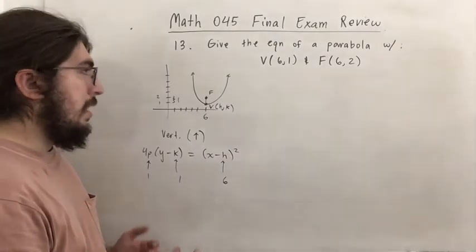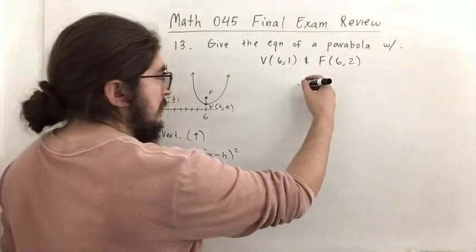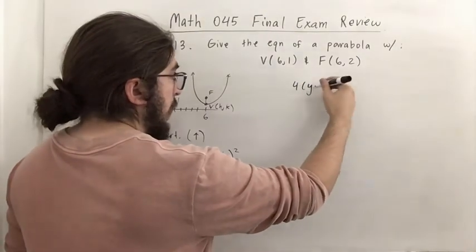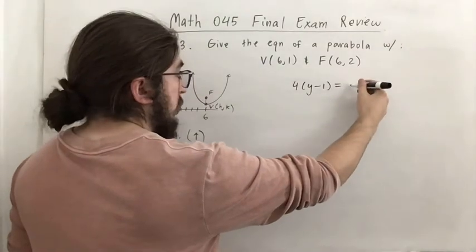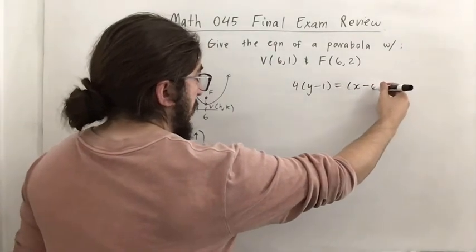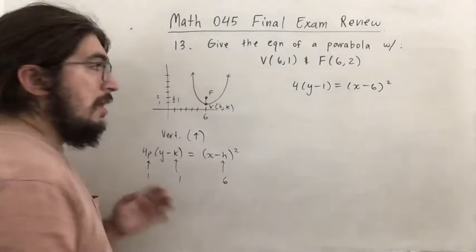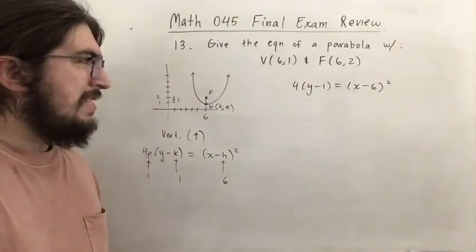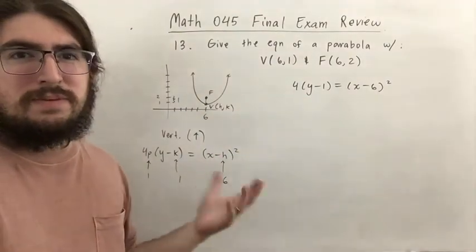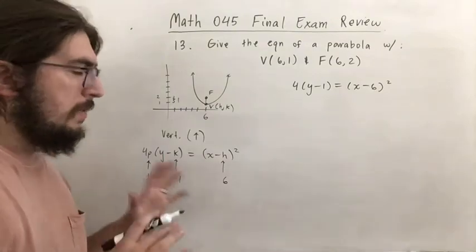So now we're done. We have 4 times 1, which is 4, times y minus 1 equals x minus 6 all squared. So now all I'm going to do is solve for y. This is, I guess, kind of acceptable, but we can do a little more. So I'm going to solve for y completely.